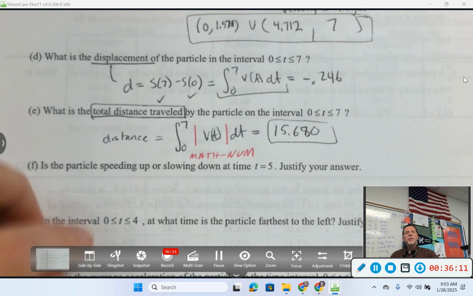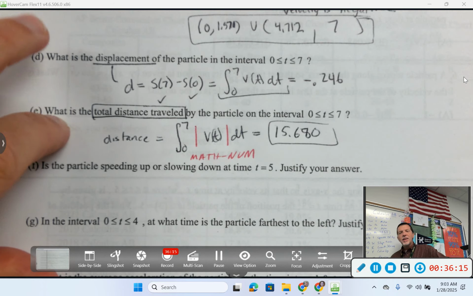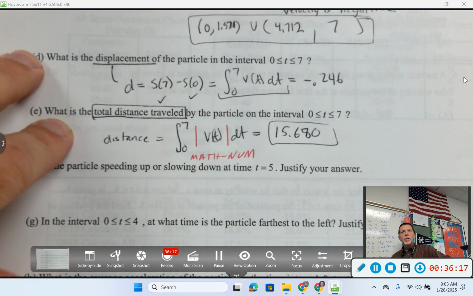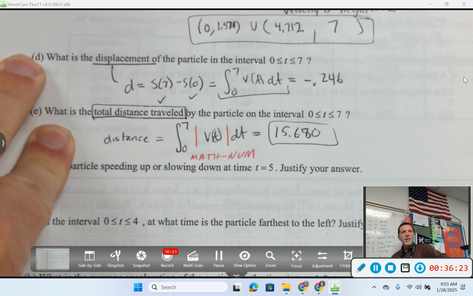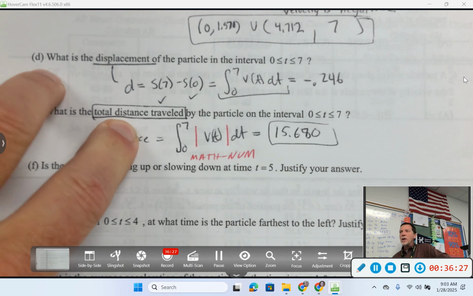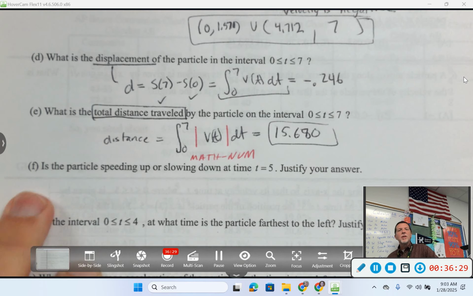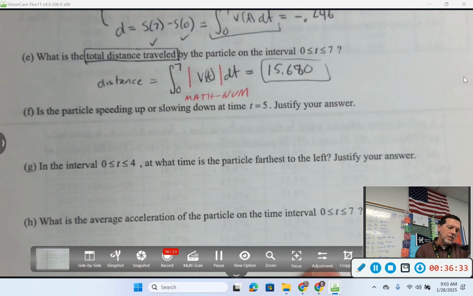What do you think about the relationship between total distance and displacement? One of them will always be greater than or equal to the other. Which one is always going to be bigger? The total distance. They could be the same, right? If you went the same direction, they'd be the same. But displacement will never be bigger than distance.